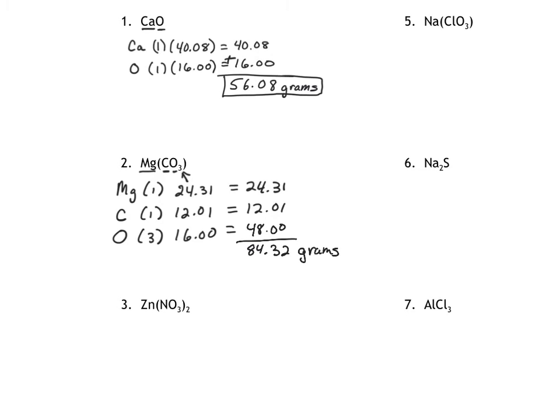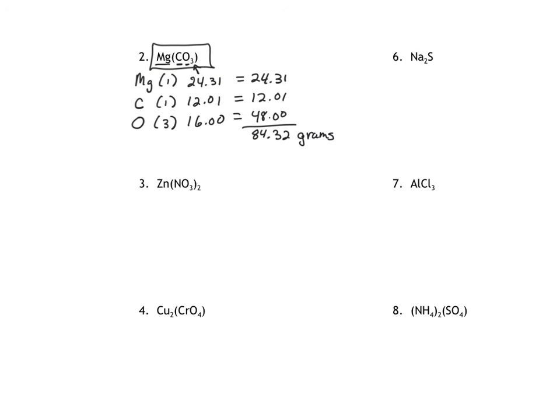So 1 mole of this compound will weigh 84.32 grams. I'm going to do this next one, number 3, because it's got the parentheses, or the number outside the parentheses. Again, first thing I'm going to do is identify my elements. Zn is zinc. Now, for this next one, I've got a parentheses with a number outside. So anything inside the parentheses, this is just like math class, anything inside the parentheses, we're going to multiply by the number outside. So I've got N for nitrogen.